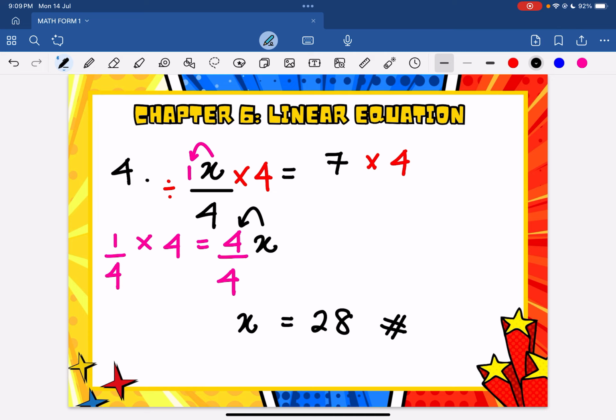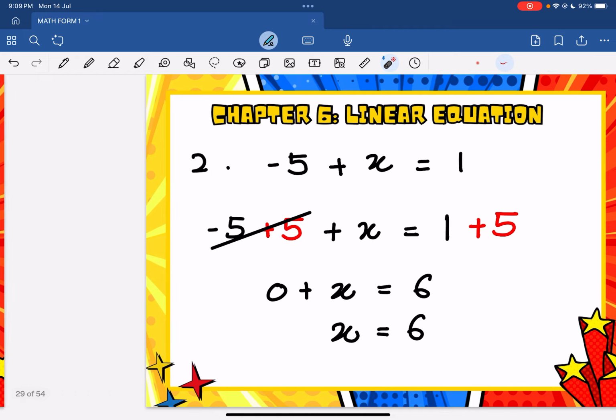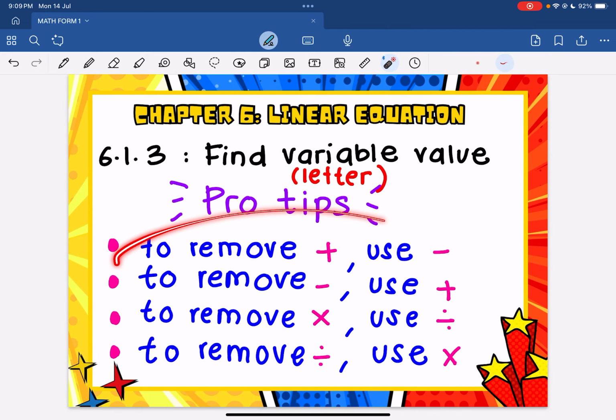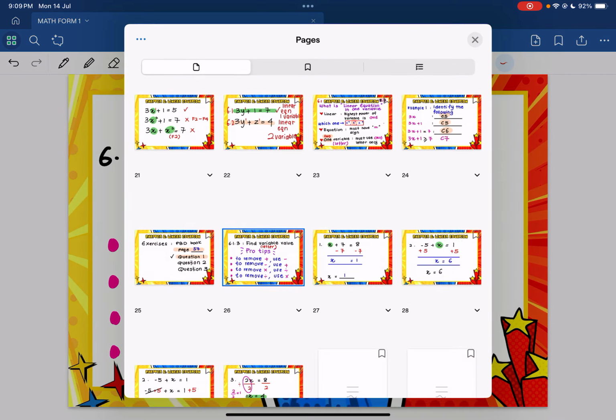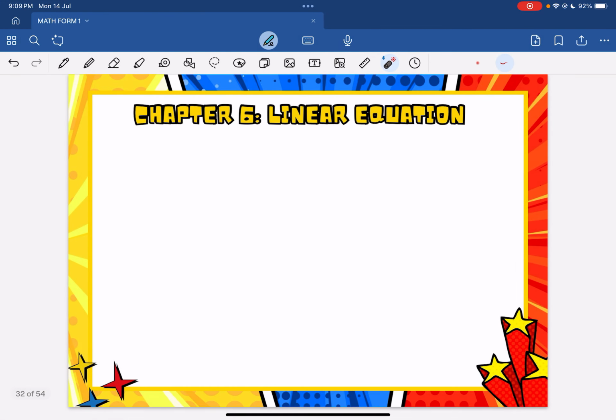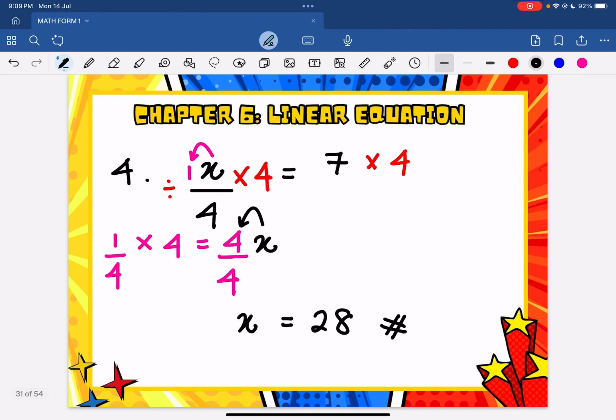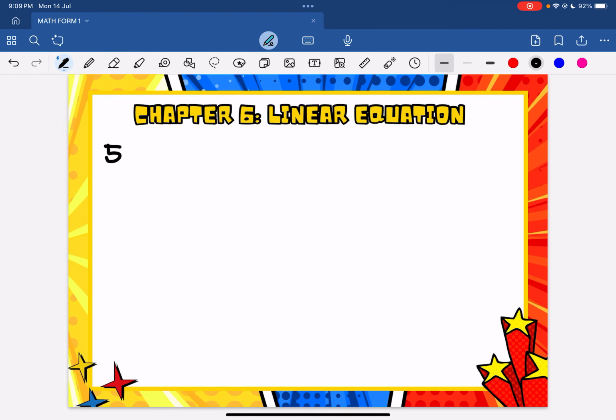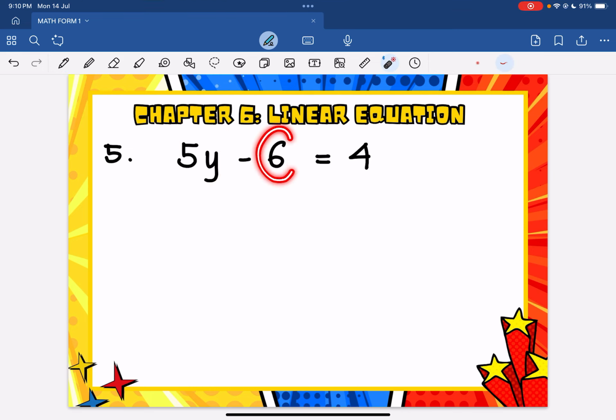So this is actually the basics of finding variable value, to use these tips. Alright, I would like to show you the last question, question number 5. For example, I have 5y minus 6 equal to 4. Maybe 5y.